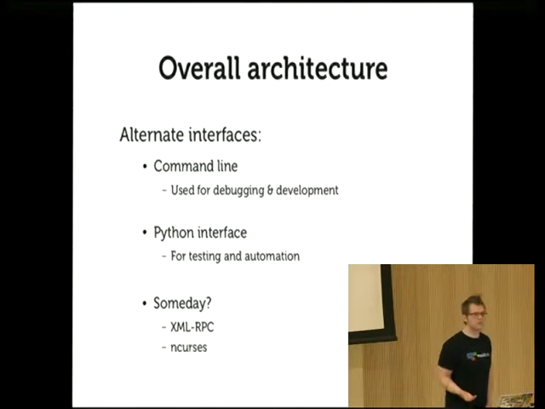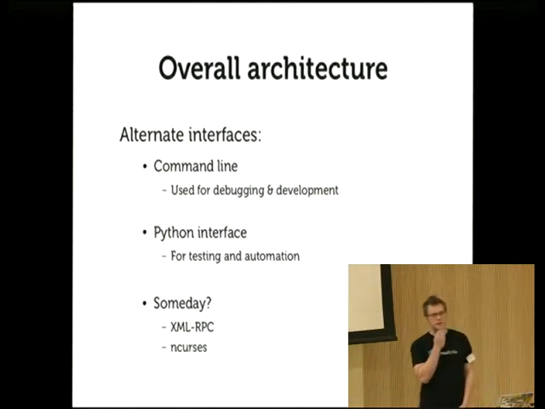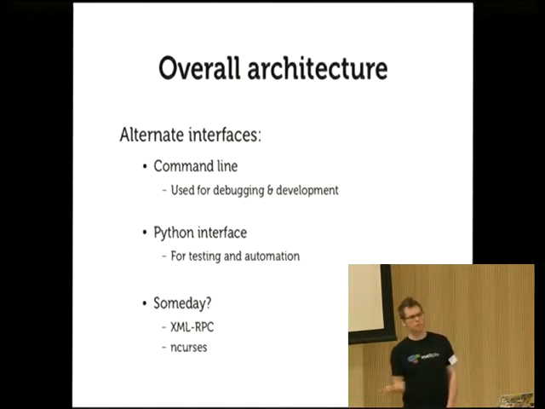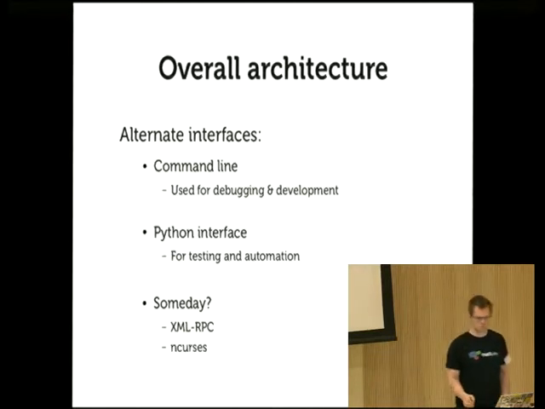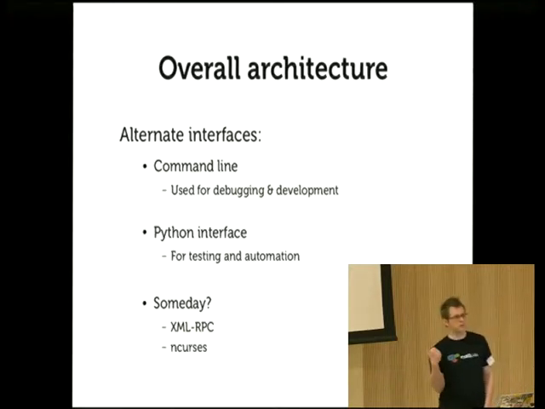There are some alternate interfaces to the app. I showed you the command line very briefly. There's also a Python interface where you can import Mailpile, instantiate a Mailpile instance and interact with it programmatically. We use that for testing. And it could be used for various other weird things. We might support XML RPC just because that's really easy to do in Python. And I would love it if someone ported the user interface of Mutt so I could use it on Mailpile. That would be cool.